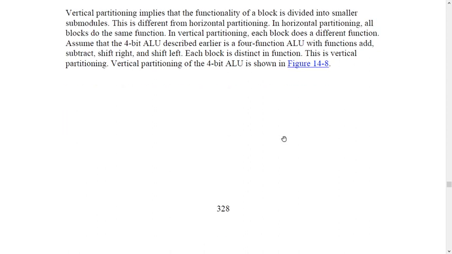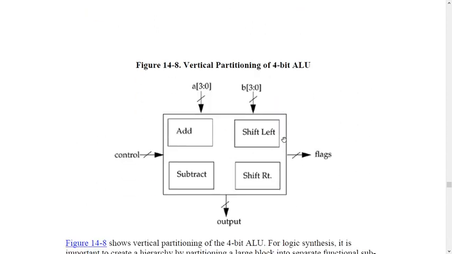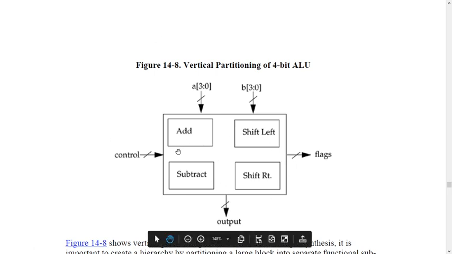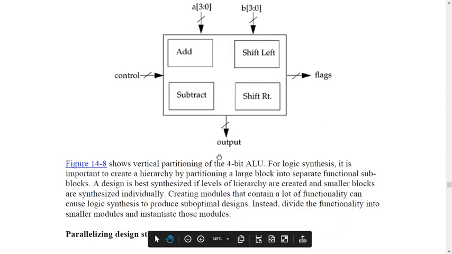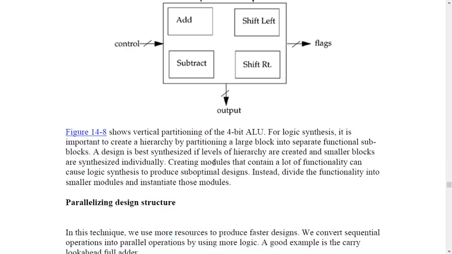The vertical partitioning of the 4-bit ALU can be seen in figure 14.8. Each block visible does a different function, different activities. So that is with respect to horizontal partitioning and vertical partitioning. Horizontal partitioning means the 16-bit ALU is divided into 4-bit ALUs that are cascaded with each other, and they do the same function.